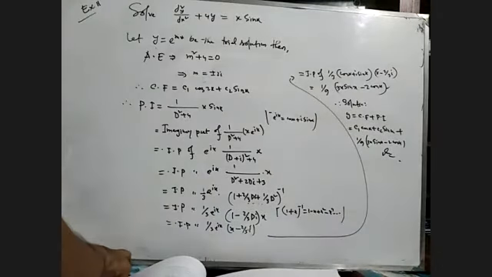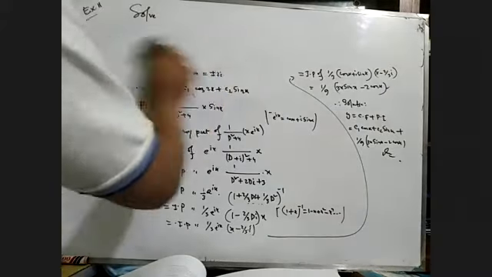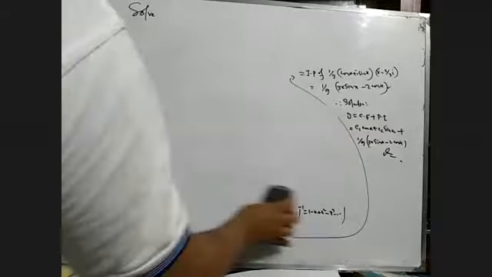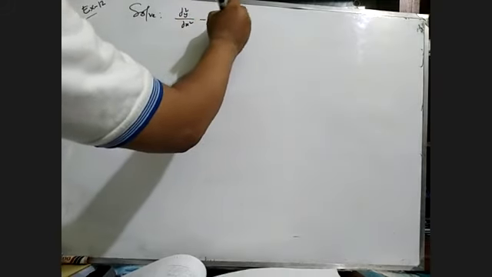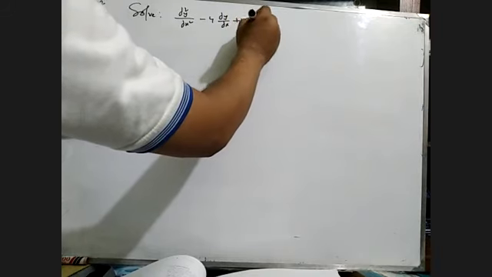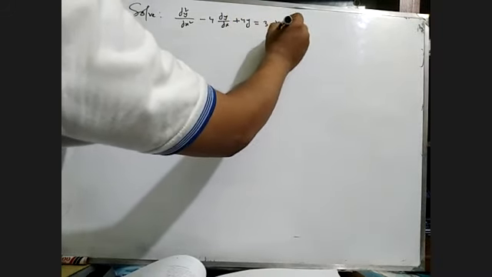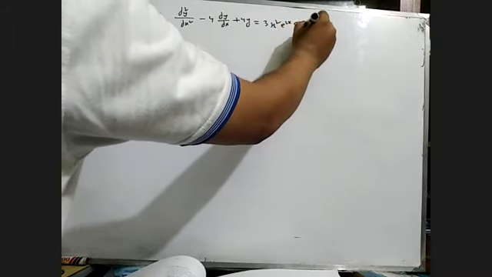Now, another example where three expressions are multiplied to each other. So this is the last example for you. You have to solve d square y by dx square minus 4 dy by dx plus 4y equals 3x square e to the power 2x sin 2x.